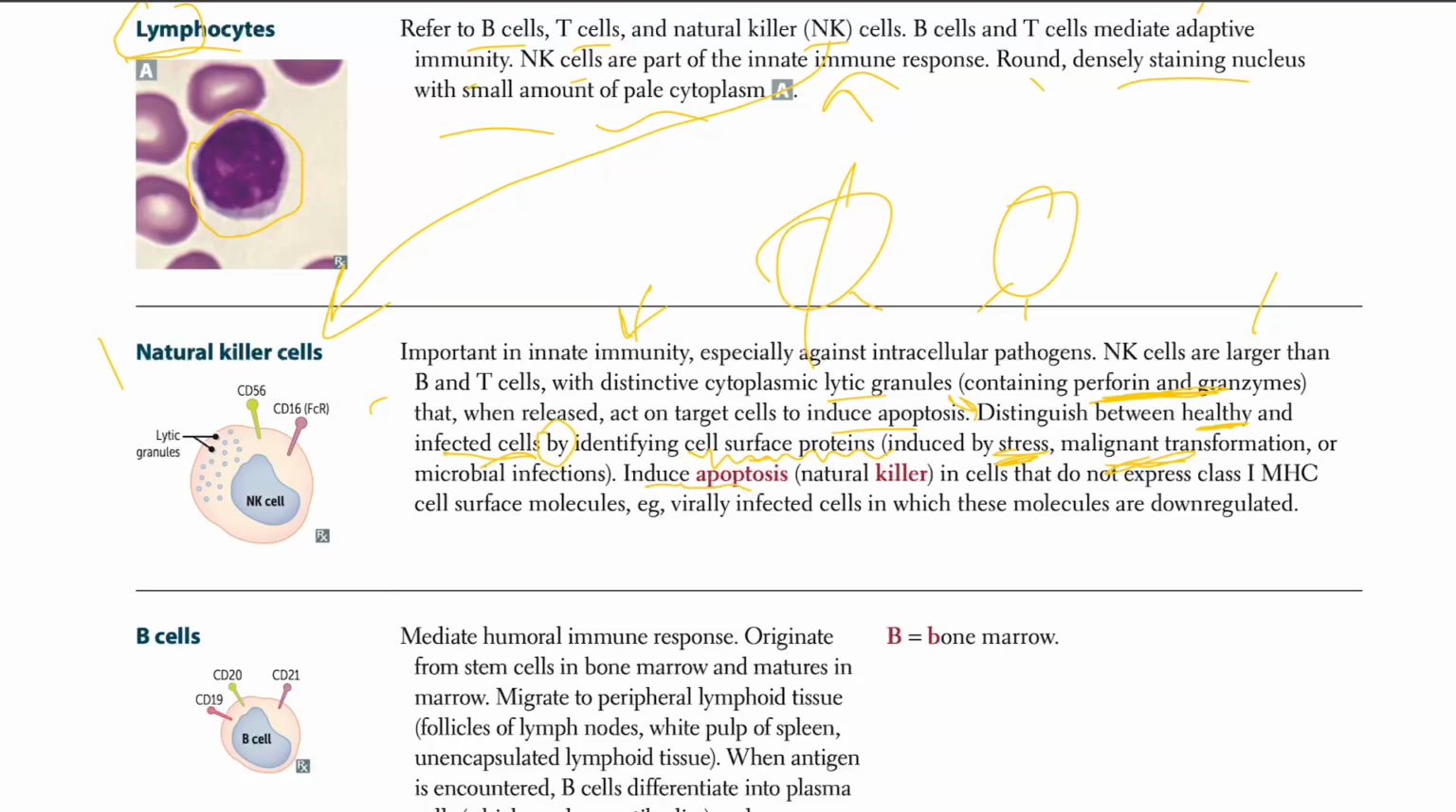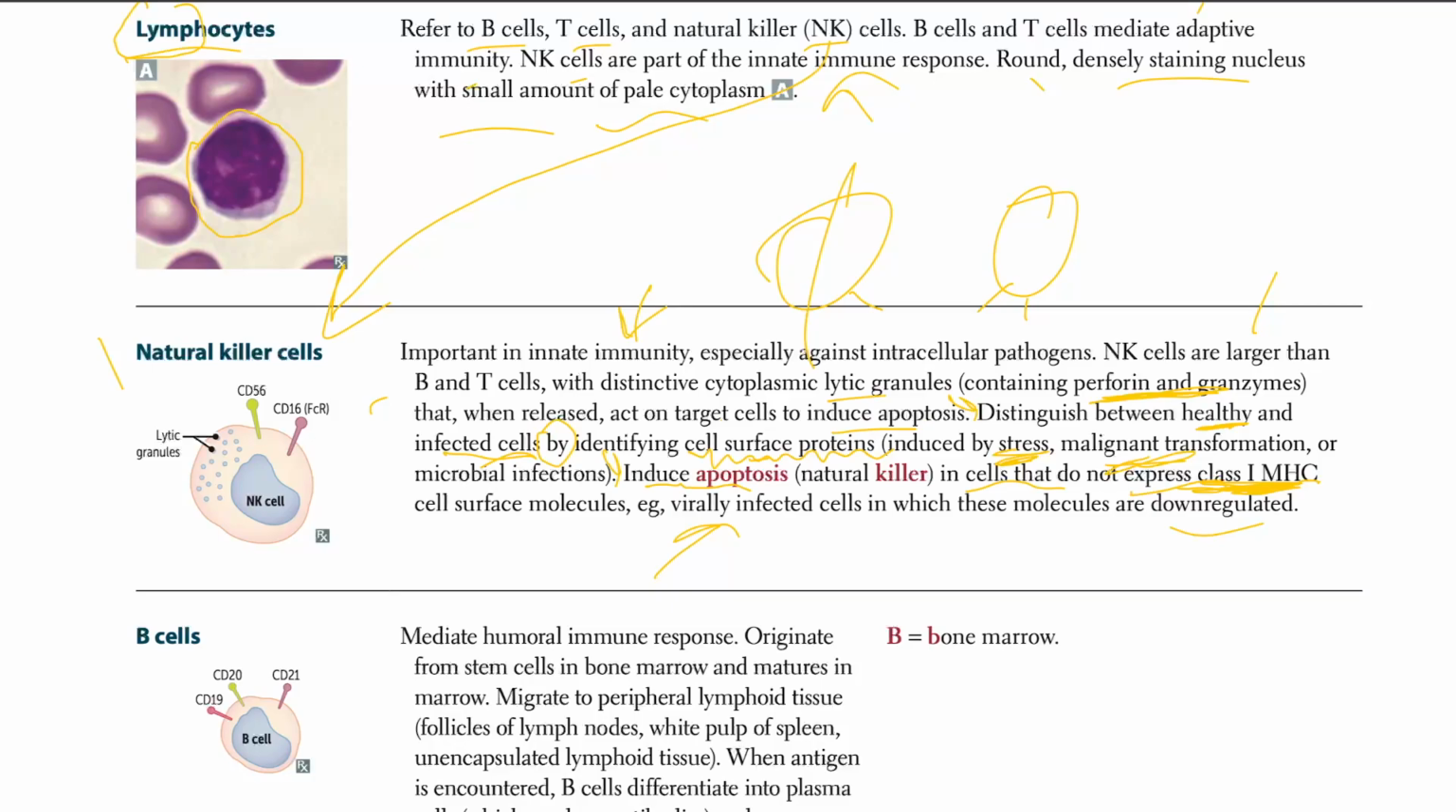And they induce apoptosis. Natural killer cells target cells that do not express class 1 MHC cell surface molecules. So what do they do? They induce apoptosis in cells that are not expressing MHC class 1. Example: which cells would not have MHC class 1 on them? Virally infected cells, in which these molecules are downregulated.